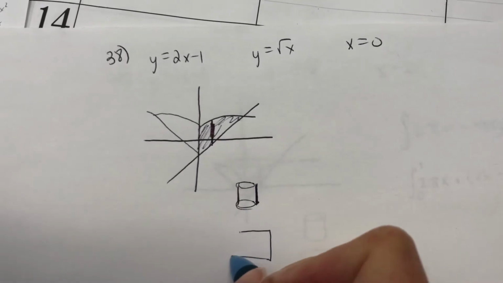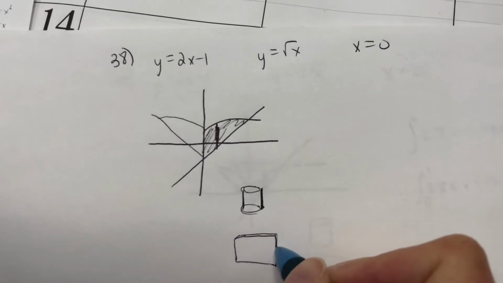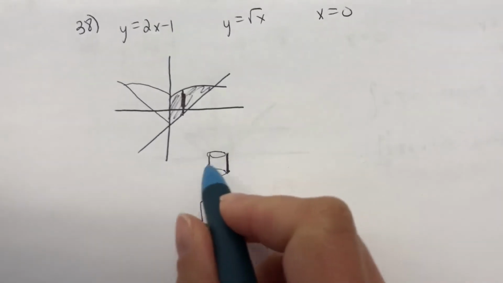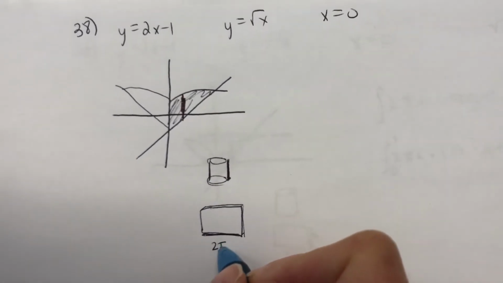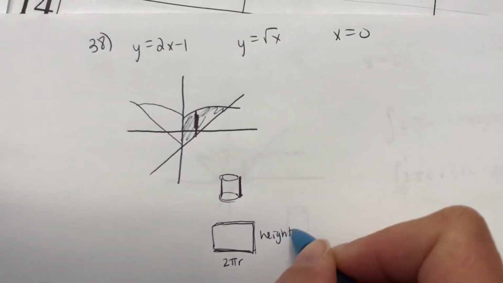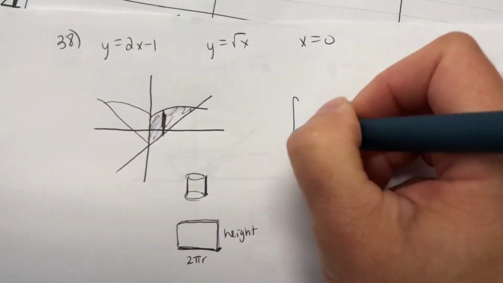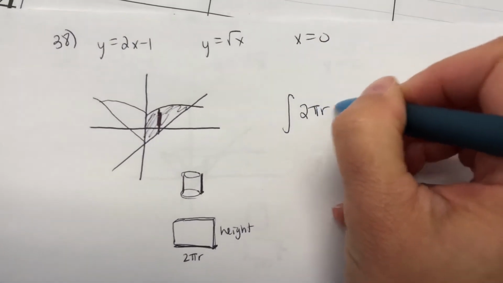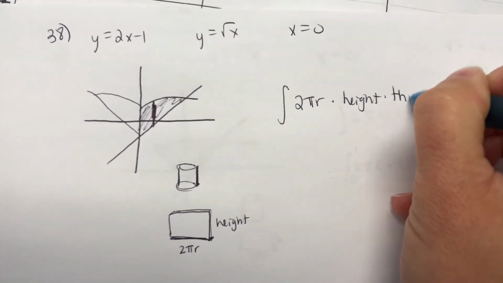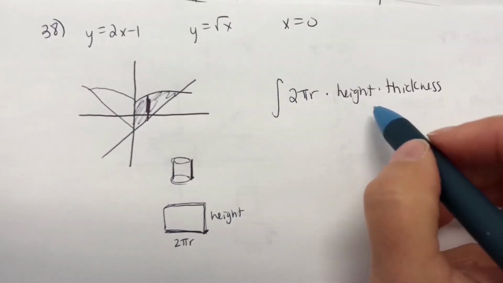So if you unrolled it, you would have a really thin little rectangular prism. So do you see how this bottom dimension is just the circumference of that cylinder? So that's 2 pi r. And then this dimension is just the height of it. And then the last dimension is the thickness of that. So that's what we're going to be integrating: 2 pi r times the height times the thickness. So every time you have a cylindrical shell problem, that's what you do.